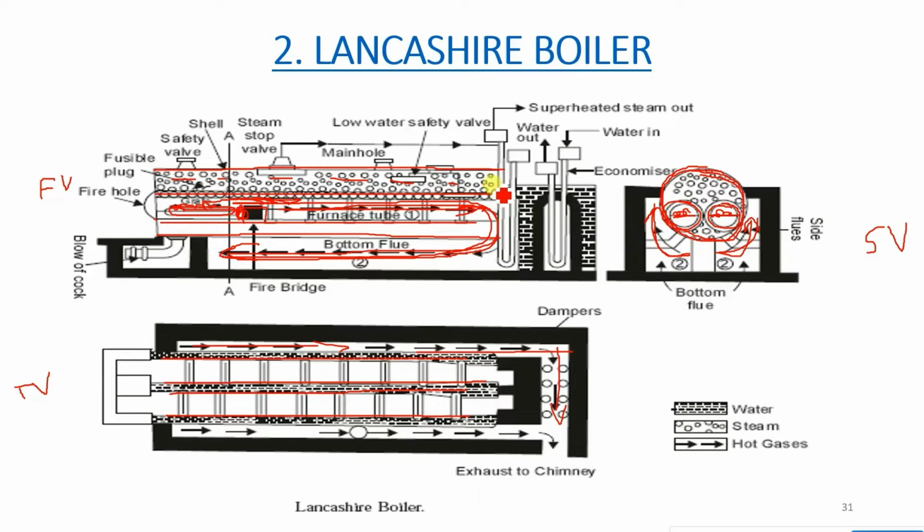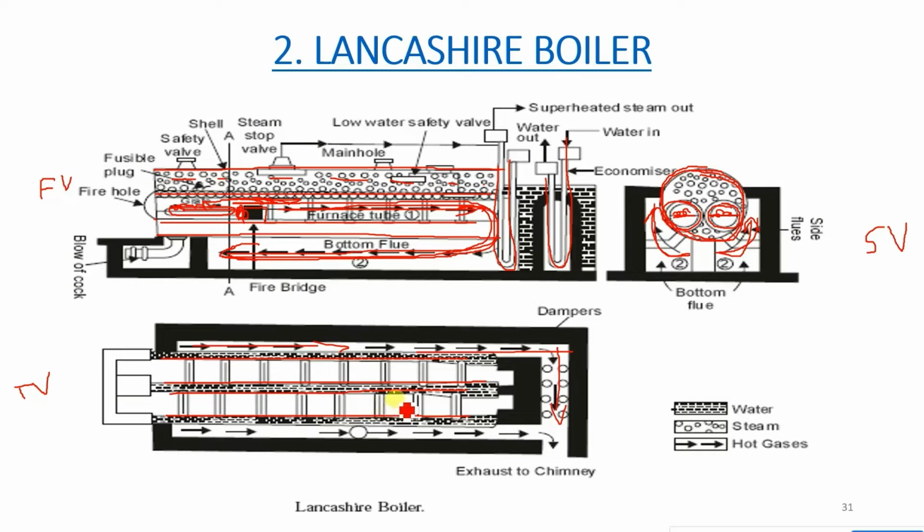Then finally it passes over the superheater. Then it escapes to the chimney via economizer. In superheater, steam gets superheated. In the economizer, water is preheated before it is supplied. The water comes through the economizer, then it is supplied to the boiler drum.